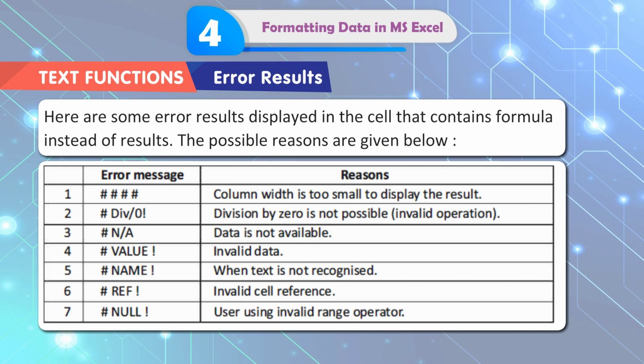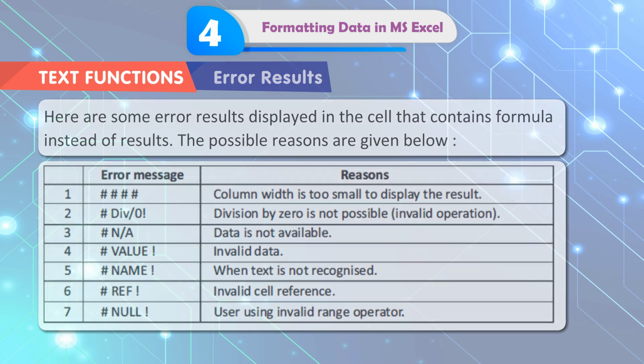4. #VALUE!: wrong type of data. 5. #NAME?: when text is not recognized. 6. #REF!: invalid cell reference. 7. #NULL!: user is using an invalid range operator.